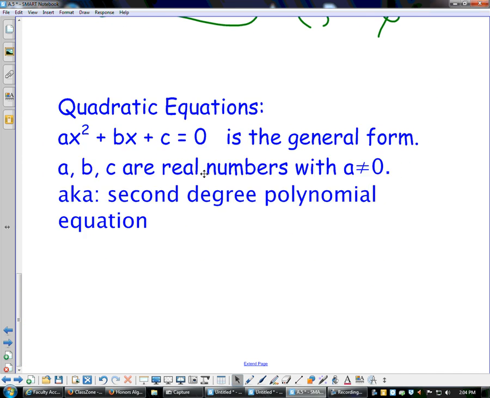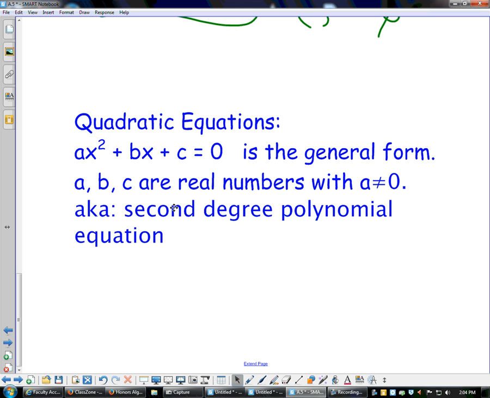All right, now we get to talk about quadratic equations. ax squared plus bx plus c equals 0 is the general form. You may have been used to calling that the standard form, but our textbook calls it the general form. a, b, and c are real numbers. a is not allowed to equal 0, because if a was equal to 0, this whole term would get wiped out, and we would just have a linear equation. It's also known as a second-degree polynomial equation.